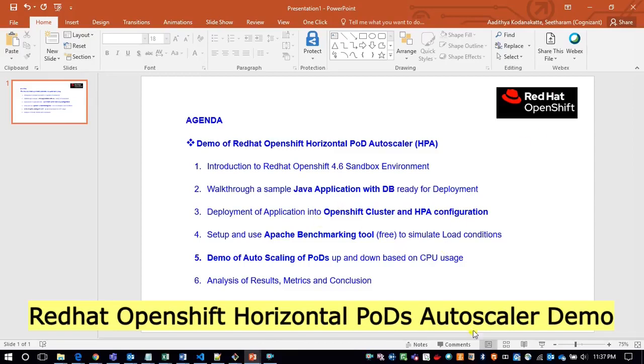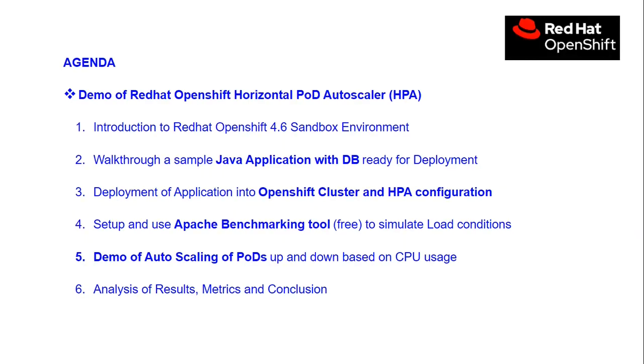This demo is on horizontal pod auto scaling. I call it HPA on the Red Hat OpenShift platform. For those of you who don't know, Red Hat OpenShift is a container orchestration platform built on top of Kubernetes for enterprises. You can use it on cloud or on-premise.